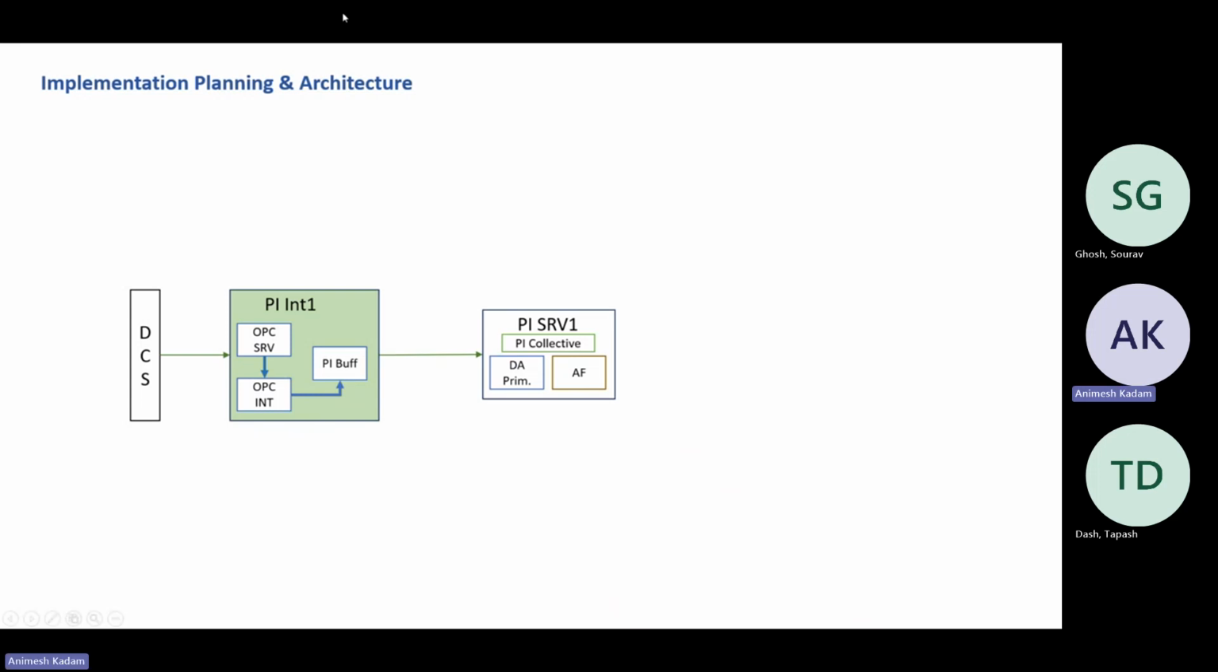So once the data is inside the OPC, the interface will collect the data, and then it will send the data from the Pi buffer subsystem to the Pi server.